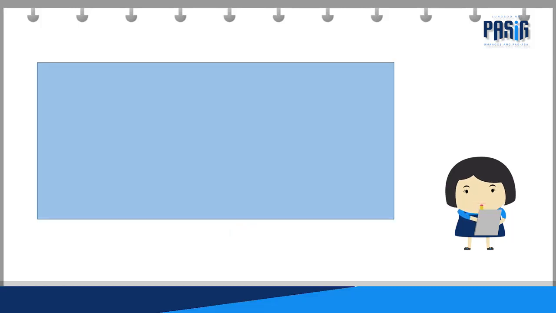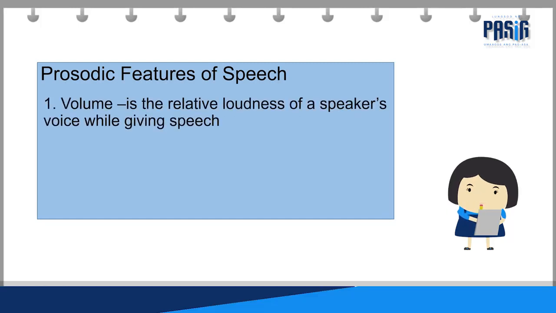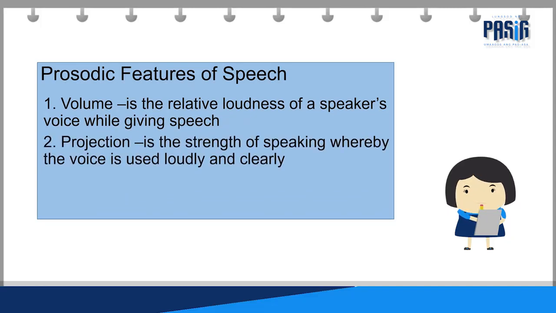We observe in the poem that there is stress to words being emphasized, pauses to every line, and different intonation depending on the message. Let's study the prosodic features for us to better understand ideas we have listened to. Here are prosodic features of speech. Number 1. Volume is the relative loudness of a speaker's voice while giving speech. Number 2. Projection is the strength of speaking whereby the voice is used loudly and clearly.